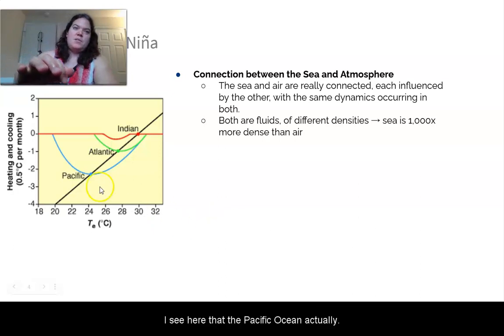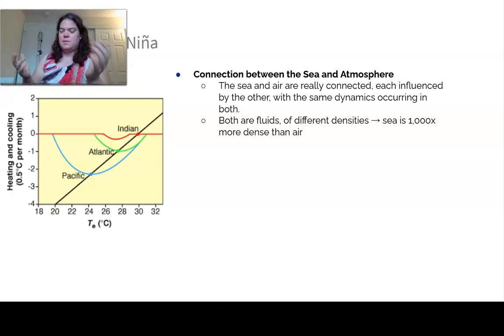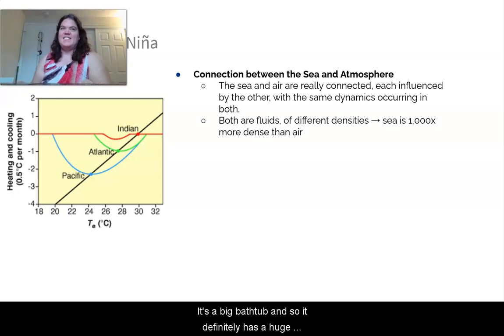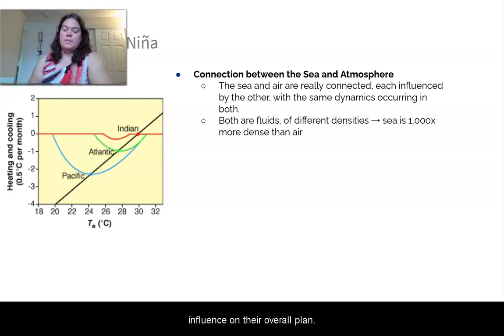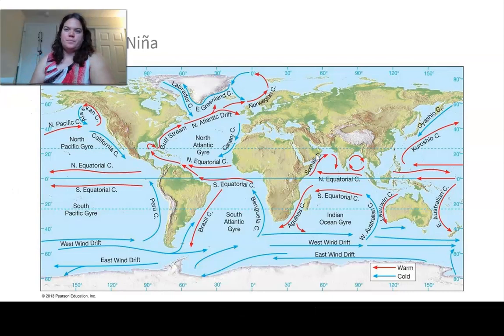We see here that the Pacific Ocean actually will contribute to that heating and cooling more than any other ocean. Notice that the Arctic and Antarctic oceans are missing here. We're only talking about Indian, Atlantic, and Pacific. So Pacific is definitely the biggest one. It's a big bathtub, and so it definitely has a huge influence on the overall planet. And we're going to see one of those influences in this chapter.